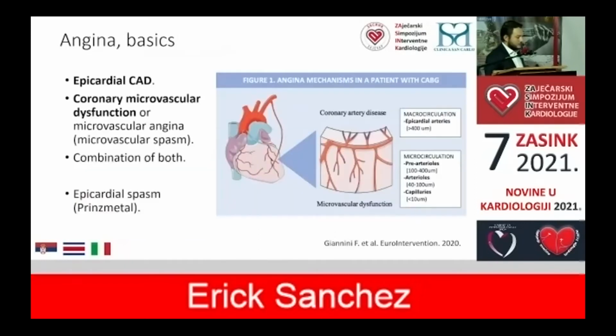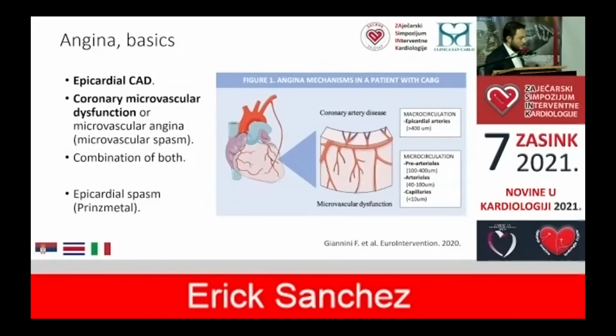So in order to talk about this, we have to go back a little bit to the basics. Why do you have angina? You can have coronary artery disease due to the macrocirculation, or you can have microvascular dysfunction due to the microcirculation. And most of the complex patients you see now have both. Here you can see some of the pathophysiology, but the main thing is that the microcirculation has an increased tone. All the arterioles have increased tone.